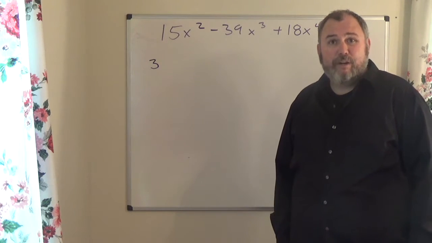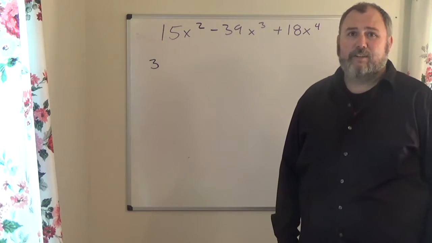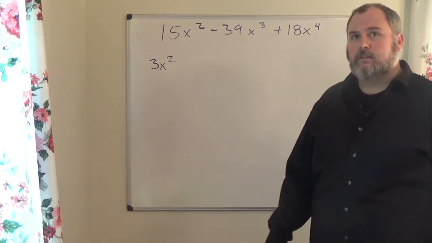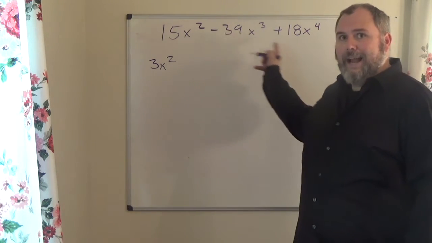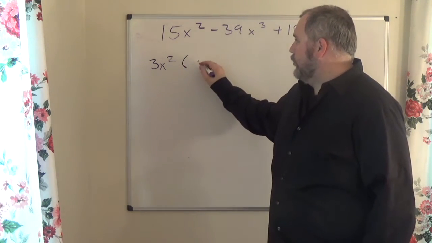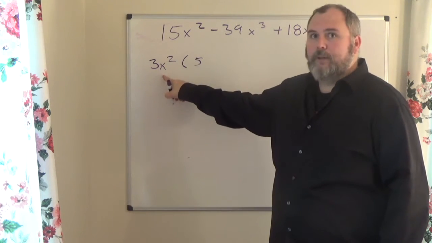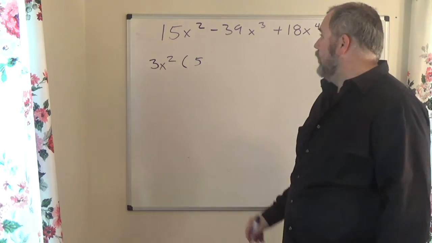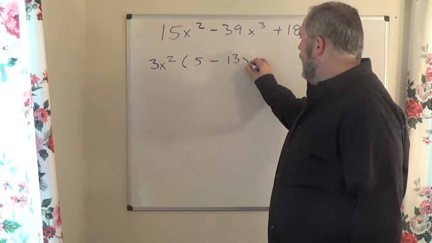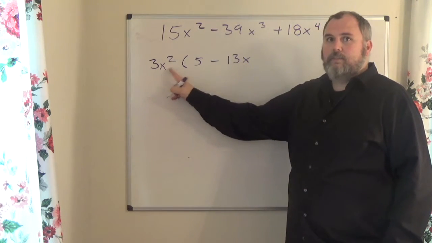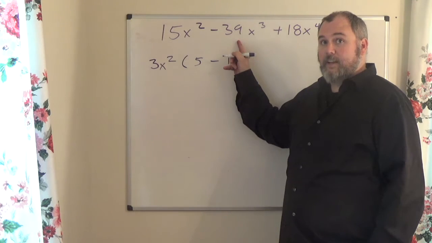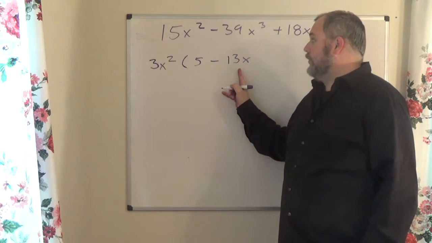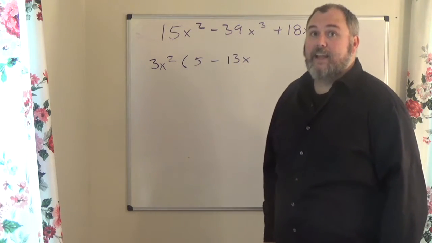We've been only doing maybe 1 variable or something like that. This time I can actually factor out 2 x's, or in other words, I could factor out an x squared. So when I do that, what happens? Well, this will become 5, because 3x squared times 5 gives me 15x squared. Minus 13x. Well, does this work? This times this, does it give me minus 39x cubed? Yes, it does. 3x squared times a negative 13x gives me minus 39x cubed.